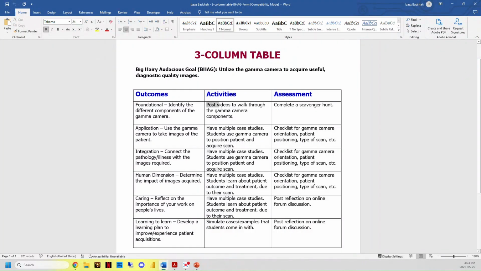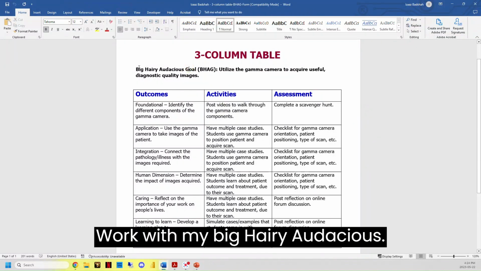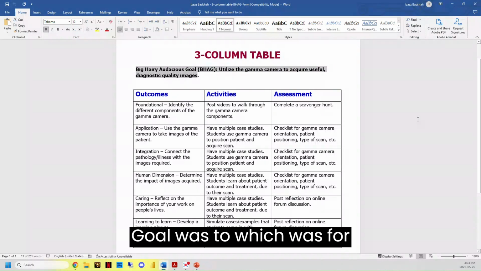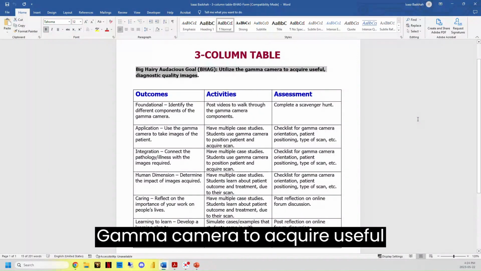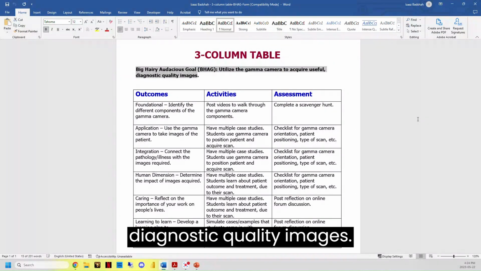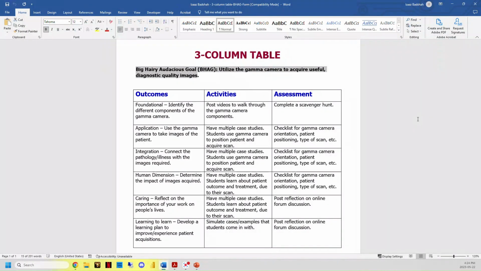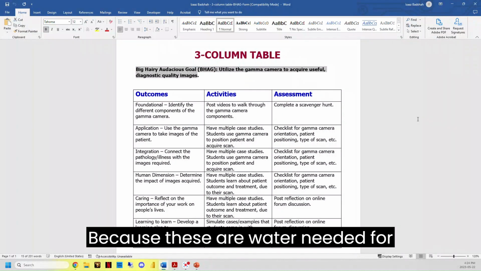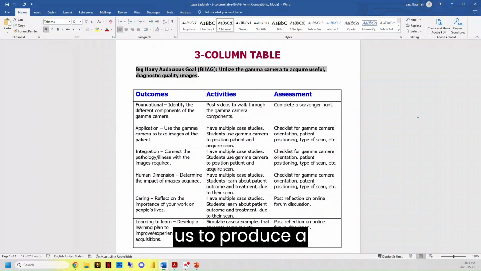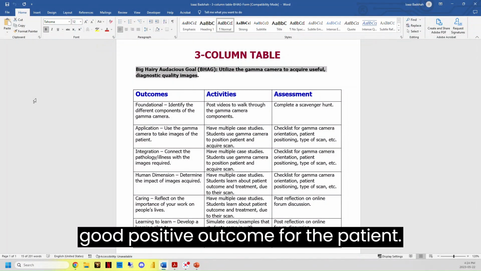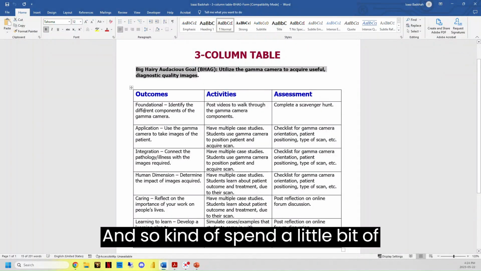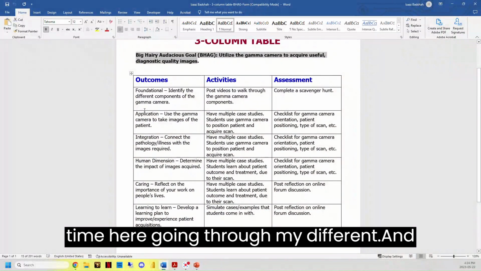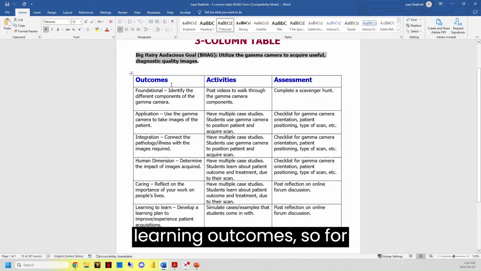to work with my big, hairy, audacious goal, which was for one of the modules to utilize a gamma camera to acquire useful diagnostic quality images, because these are what are needed for us to produce a good positive outcome for the patient. And so I'll spend a little bit of time here going through my different learning outcomes.